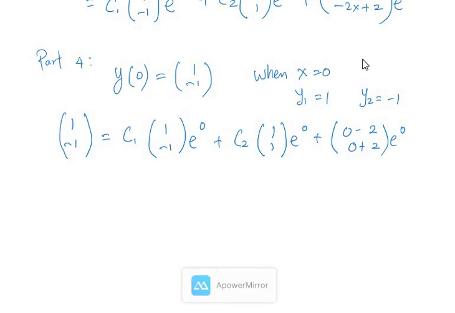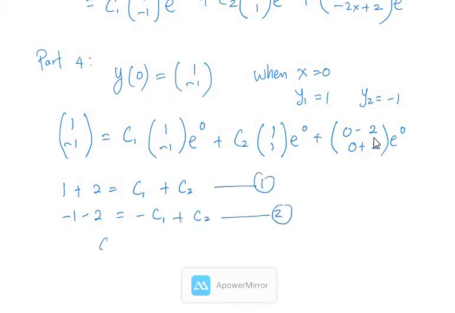So now I have 1 here for this one. And then I have the 2 here. So I have 1 plus 2 equal to C1 plus C2. And then the second row is minus 1 minus 2 equal to negative C1 plus C2. So this is equation 1, equation 2. So from here, I know that C1 equal to 3 minus C2.